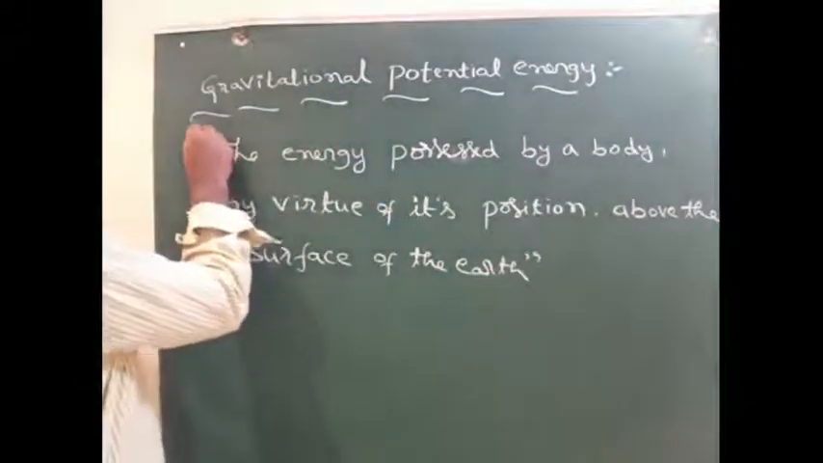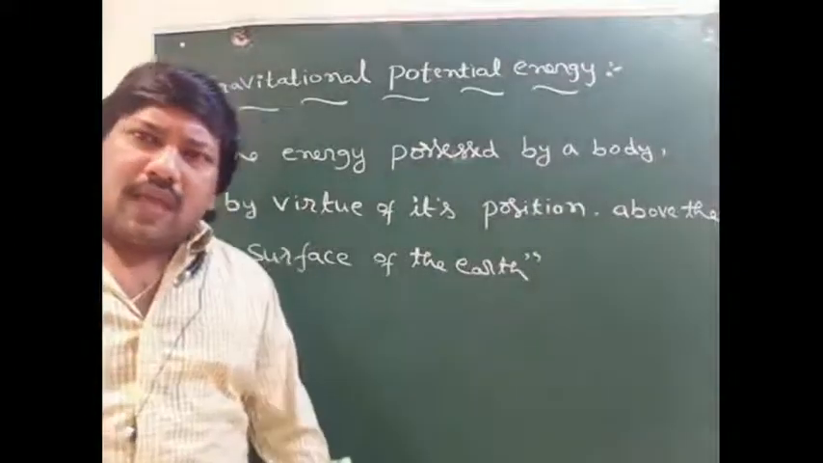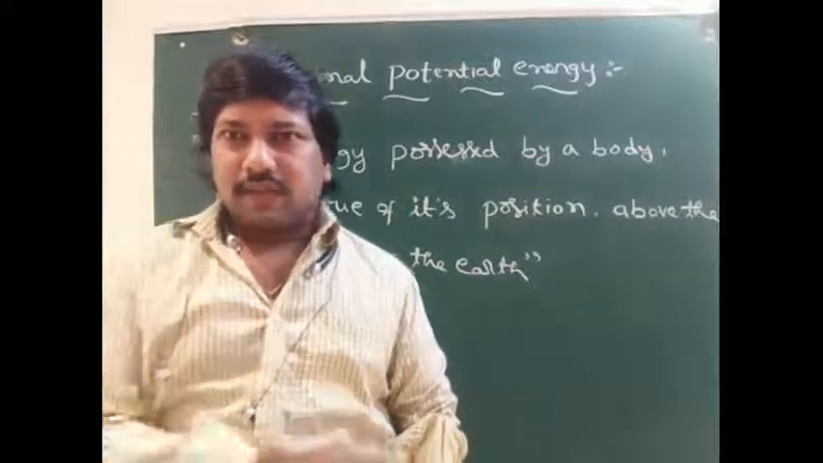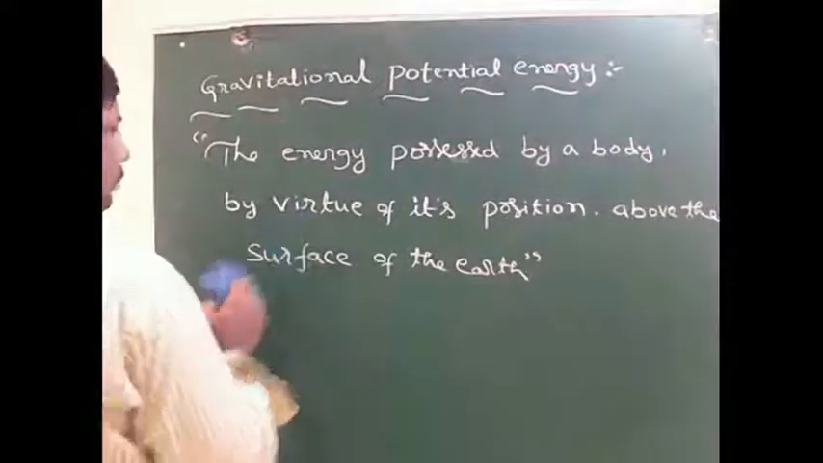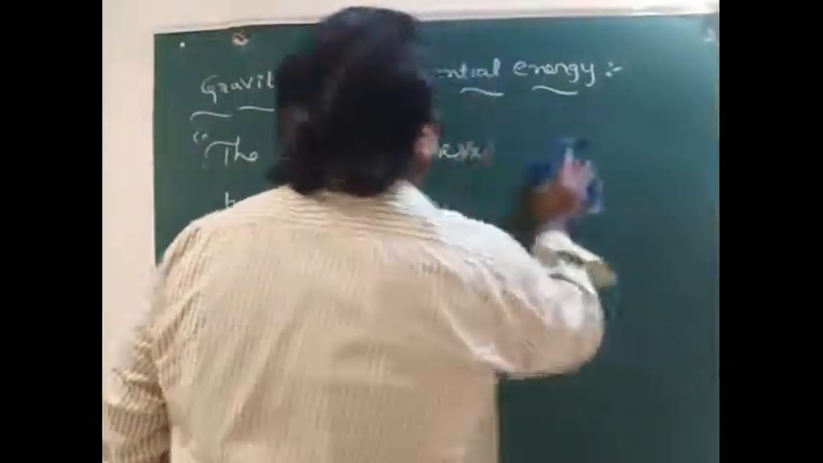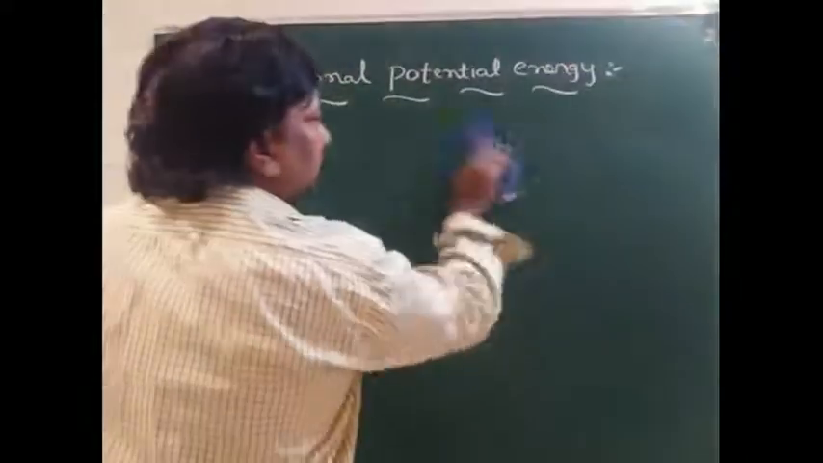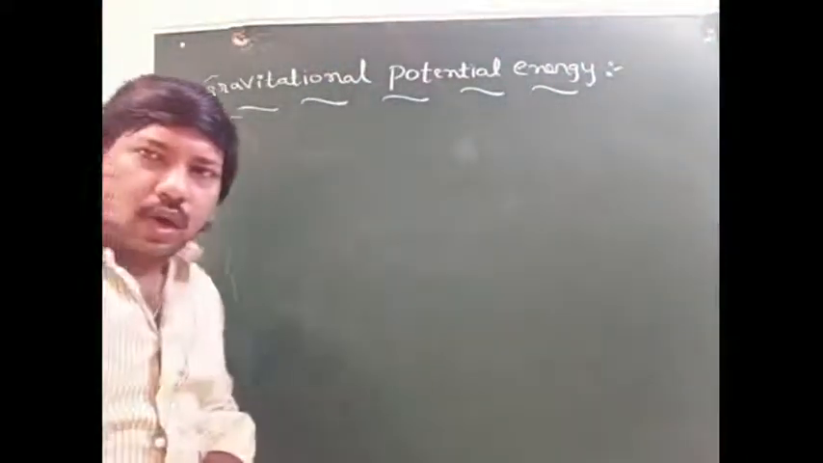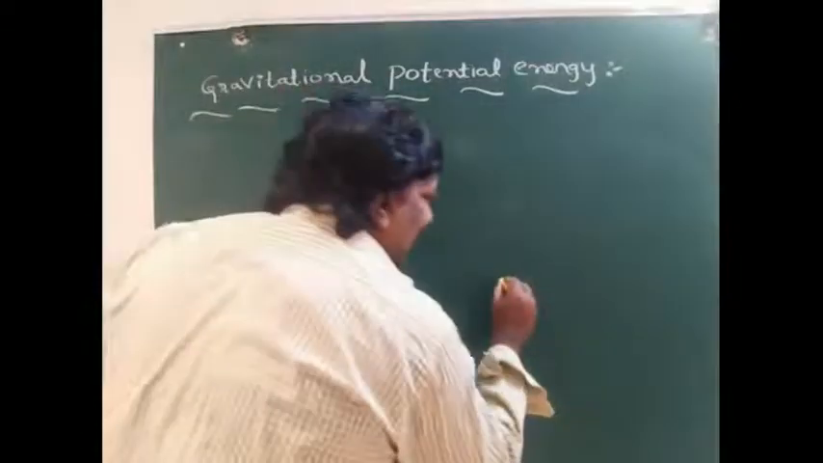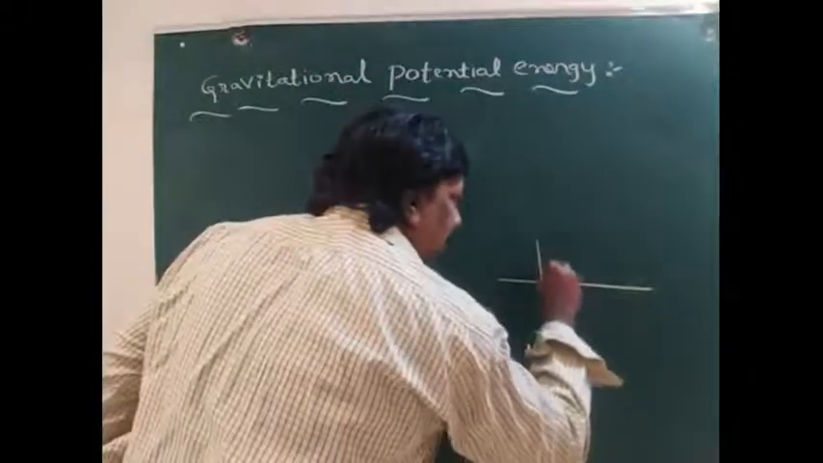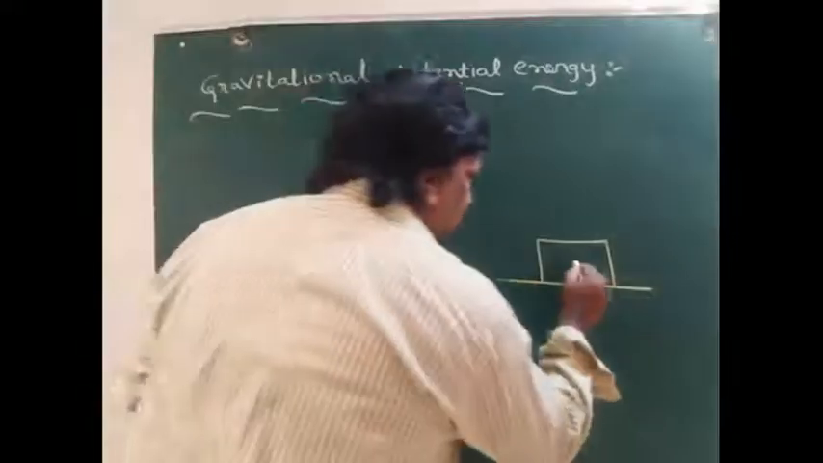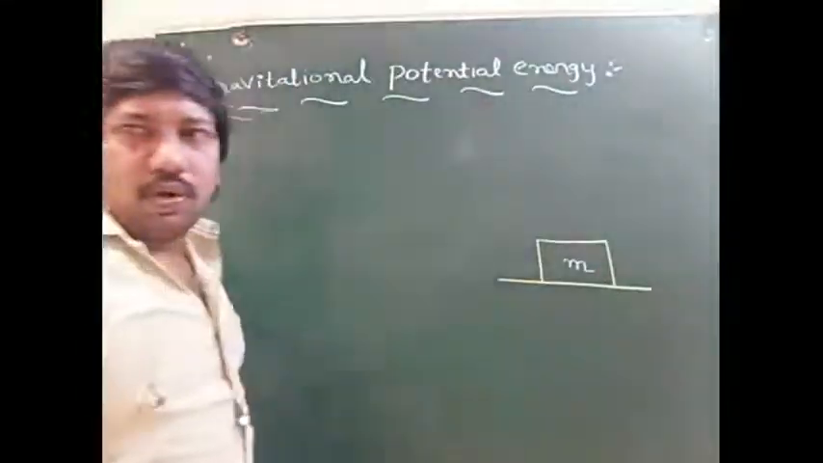So now we discuss the expression for the gravitational potential energy. Now, consider a body of mass m. It is lying on the surface of the earth. Its mass is small m.